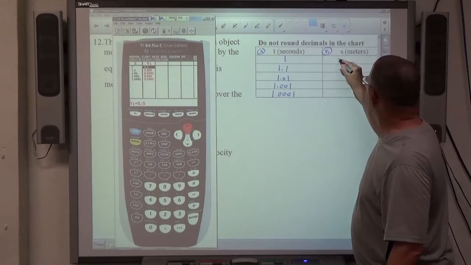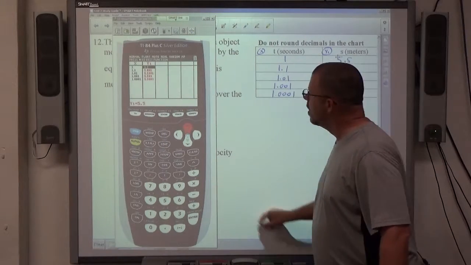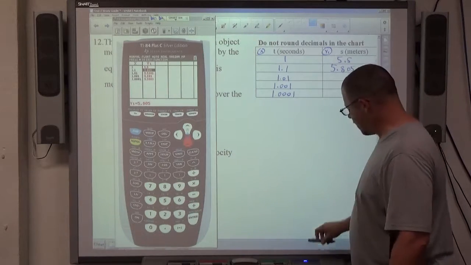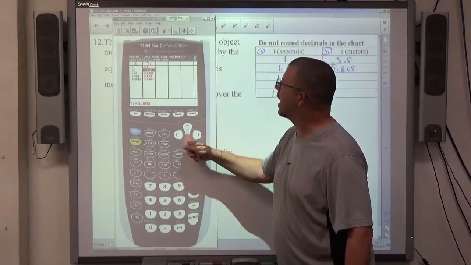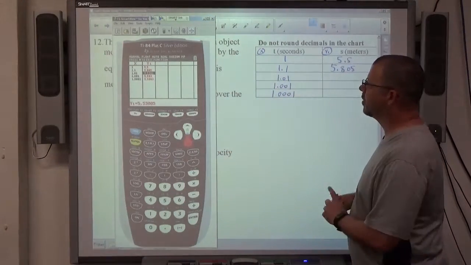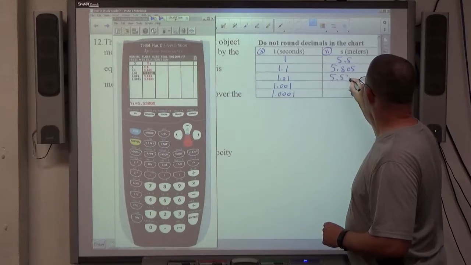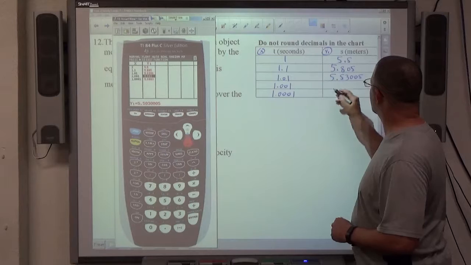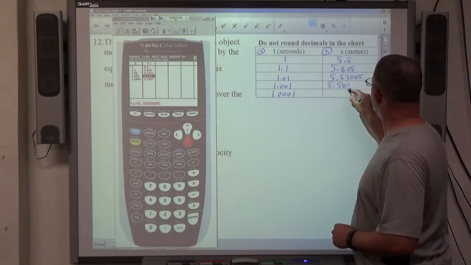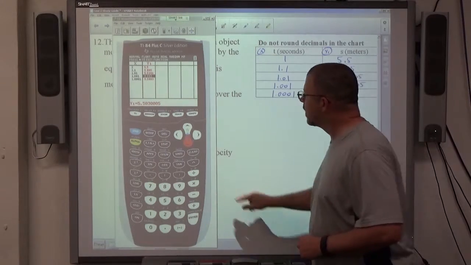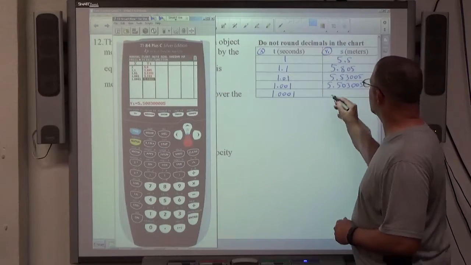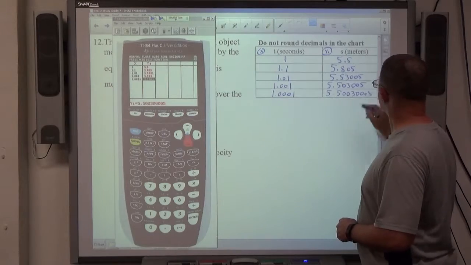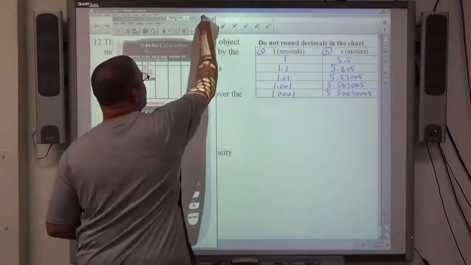So for 1, I get 5.5. For 1.1, I'm getting 5.805. Just make sure you're highlighting it up here and look down at the bottom, see what it actually is. 5.53005. And then we get 5.503005. And then we get 5.00300005 for all of our results there.